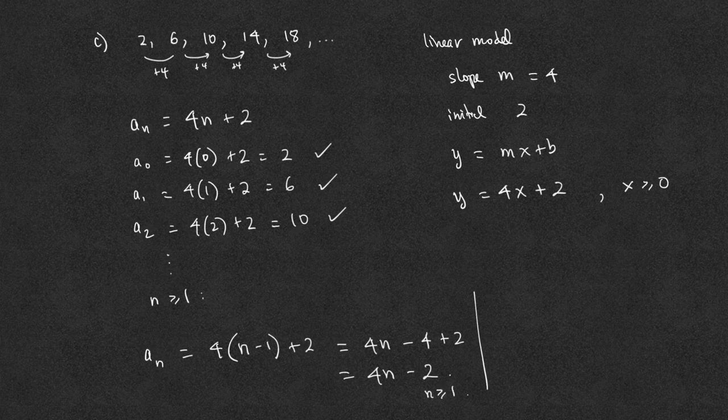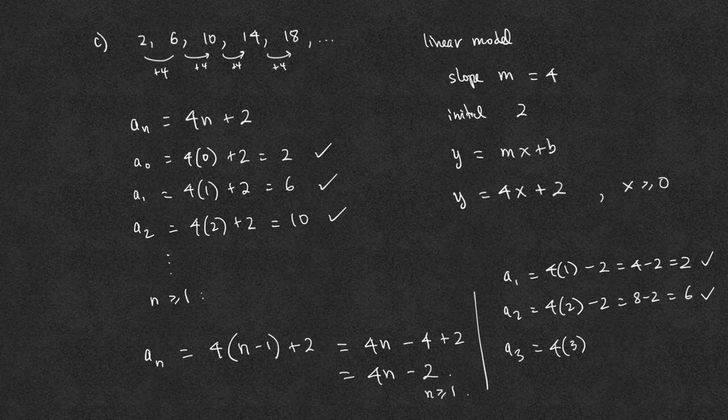So for example, for n equals 1, which is the starting value, a sub 1 is 4 times 1 minus 2, which is 4 minus 2 or 2. So that checks out. a sub 2 is 4 times 2 minus 2, which is 8 minus 2 or 6. That checks out. a sub 3 is 4 times 3 minus 2, which is 12 minus 2 or 10. That checks out as well. And again, the formula for a sub n is not unique.